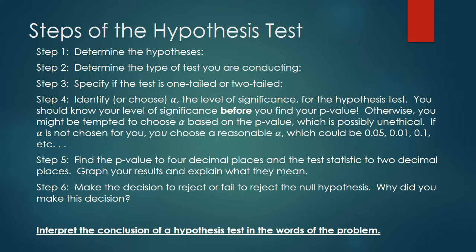Determine your hypotheses, determine what type of test, what button to hit on the calculator. Is it one-tailed or two-tailed? And you need to know that so that you can know how to input the data once you pick the correct calculator button. Determine your level of significance, find your p-value and test statistic, make your decision to reject or fail to reject, and then interpret.